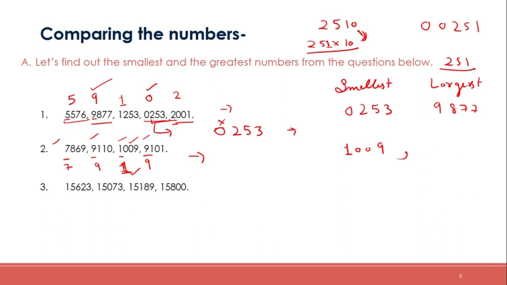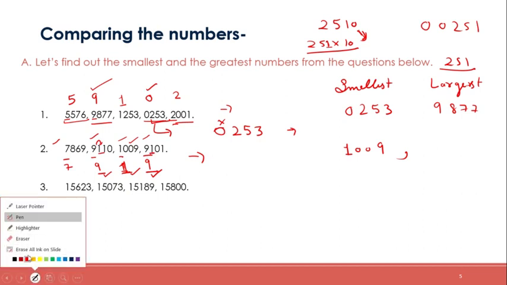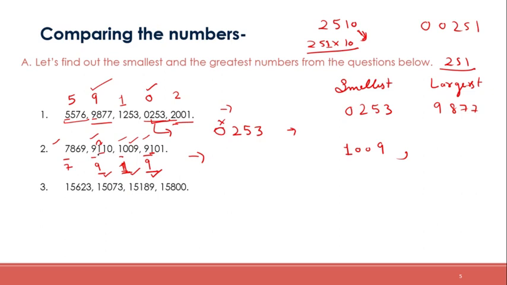Now coming to greatest number, as we can see that here it is 9 and here it is also 9. So now how can we compare this number, as the digit at the highest place value is same? Then come to second highest place value. Here it is 1, here again it is 1. Now let me change the color of the pen so that you can understand it clearly. Here it is 1, here it is 1. That means here also same. Then come to next third highest place value. It is 1 here and it is 0 here.